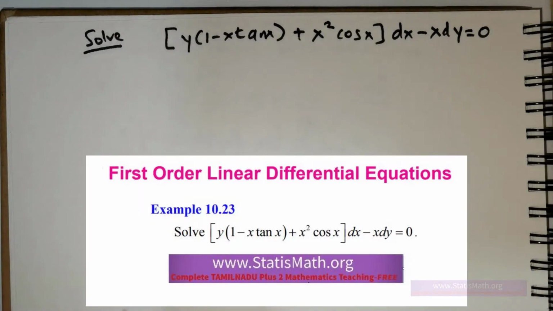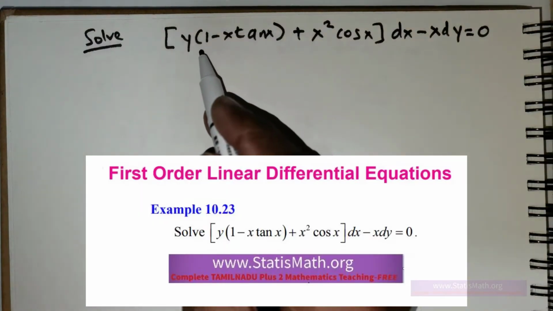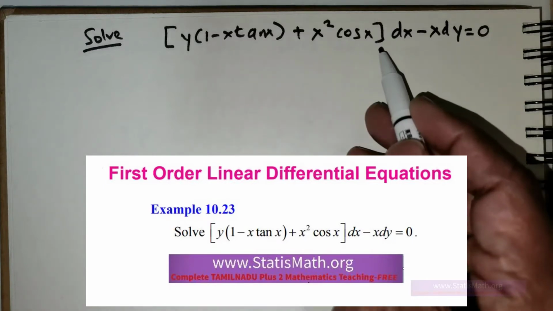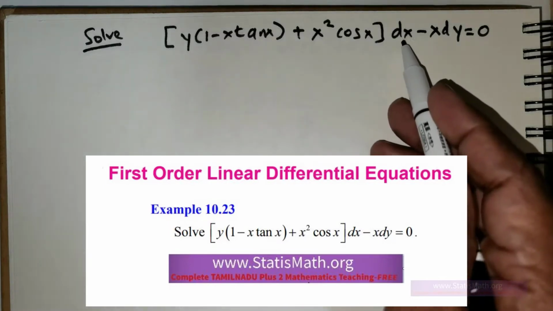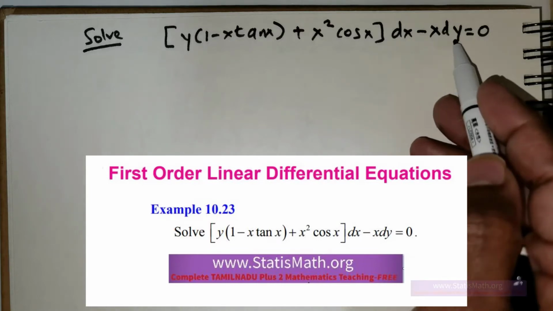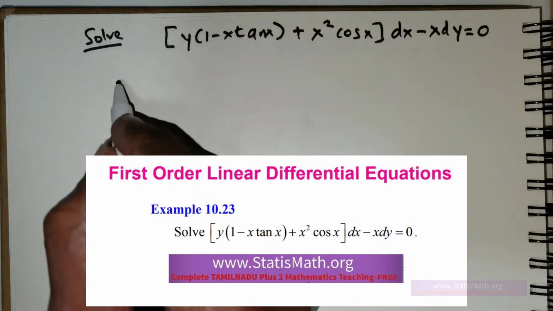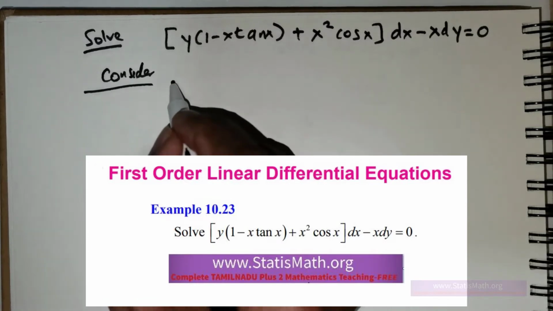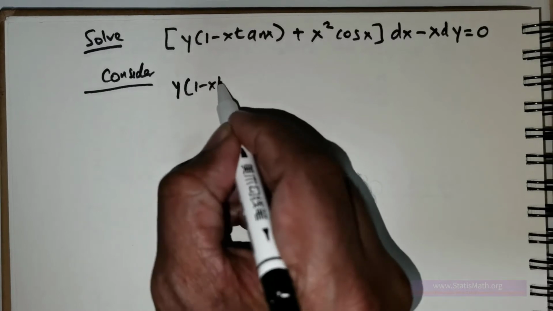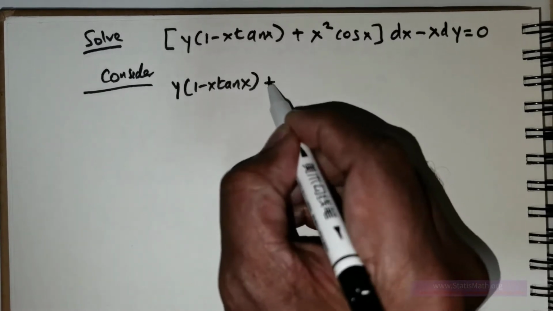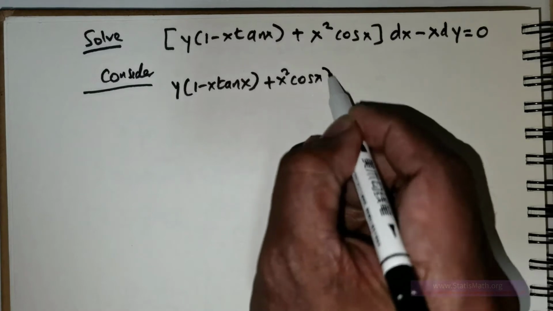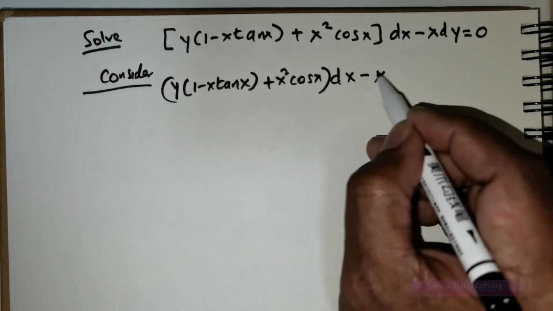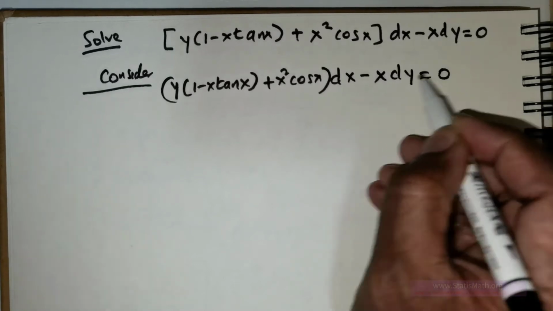Question. Students, we are given this question: y times (1 − x times tan x) + x squared times cos squared x, that entire quantity as a differential operator dx, followed by negative x times dy equal to 0. So foremost, we will consider the given quantity, which is y of (1 − x times tan x) + x squared times cos x, multiplied with the differential operator dx, followed by negative x times dy equal to 0.